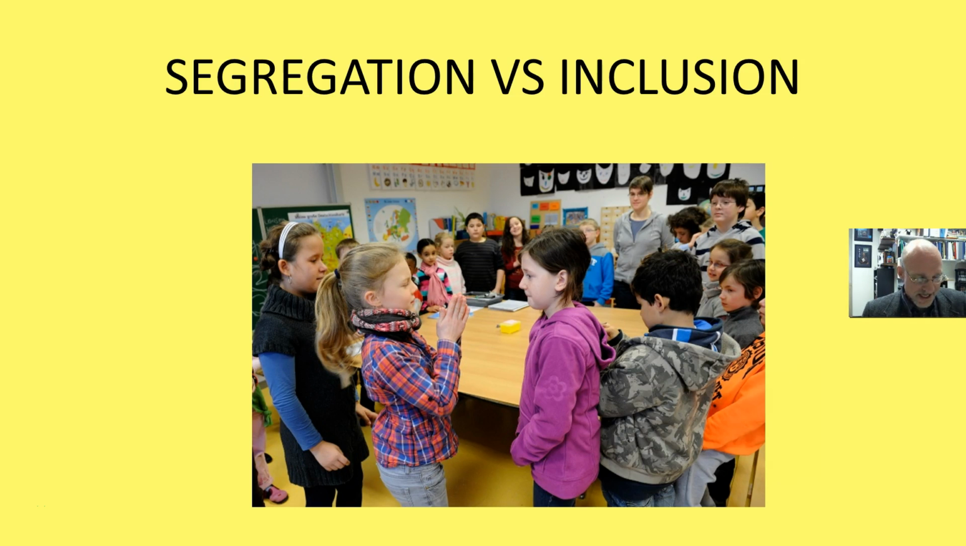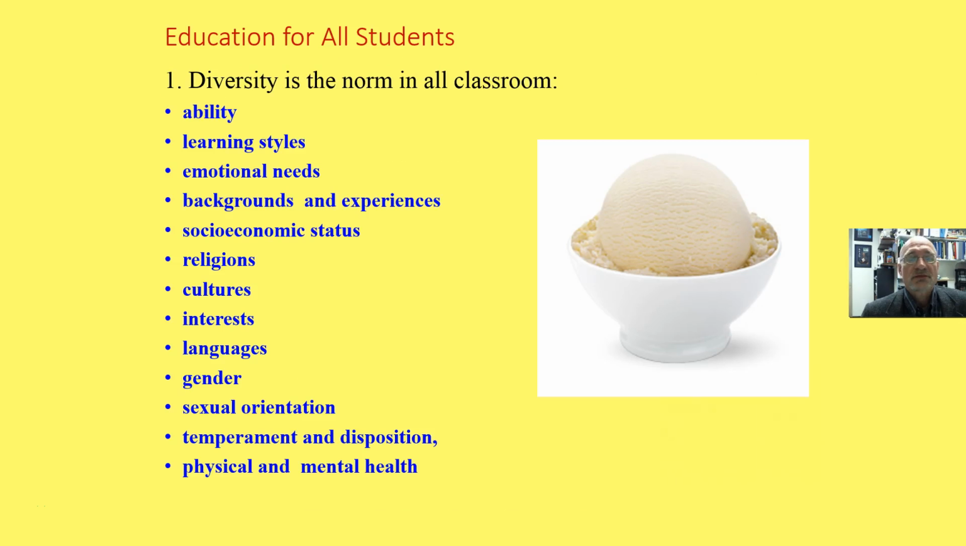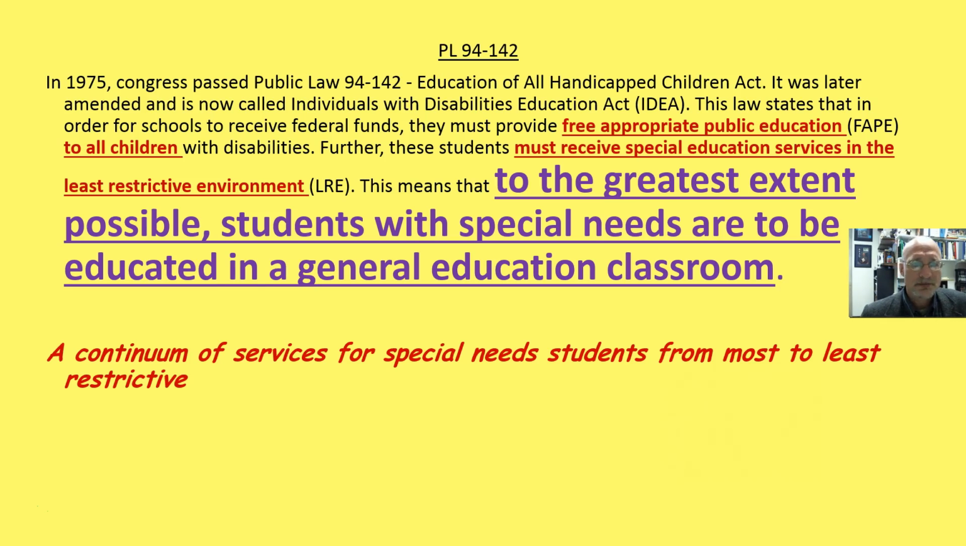We are looking at segregated instruction versus inclusive classroom instruction. Diversity is the norm in our classroom. Our students are not standardized products. PL 94-142, the most important thing is the last sentence: to the greatest extent possible, students with special needs are to be educated in a general education classroom.